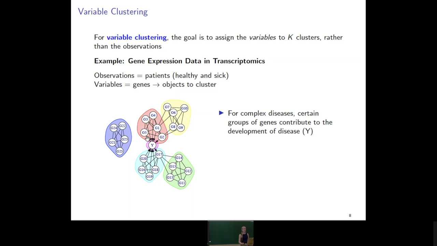We see that there are 2 clusters, the red cluster and the light blue cluster here, that have arrows pointing towards Y. Y in this toy example could be the development of the disease, whether or not someone gets cancer, for example. And clearly these 2 groups of genes are both contributing to the development of disease. So identifying these groups can be pretty useful.